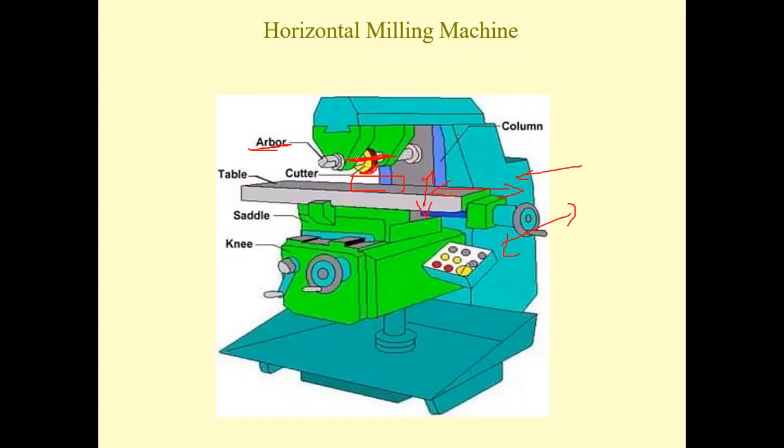This arbor is supported by an overarm. This is considered as an arm, the overarm, which is actually fixed. Last class also I explained to you: this is a table, and below the table there is a saddle. The saddle has the mechanism to give the XYZ movement. Whatever movement there is, it is given by the saddle. The portion where the saddle lies is called the knee. That's why this machine is also called a knee type milling machine.